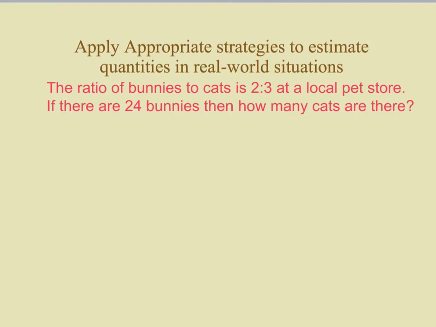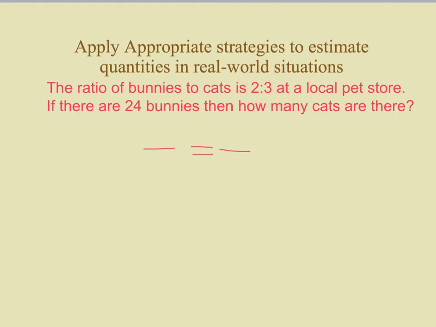So the only thing that's truly important is setting up a proportion. By the way, a proportion is an equation of two equal ratios. Okay, so I would need two different ratios. And you say, well, what is a ratio? A ratio is a comparison of two numbers. So when you see a ratio written up here, the ratio of bunnies to cats is 2 to 3, that's what that means.